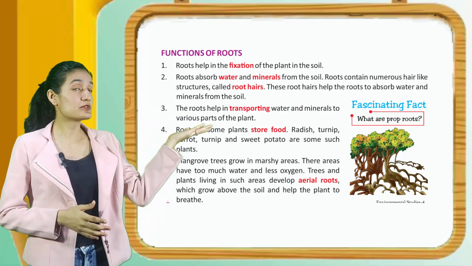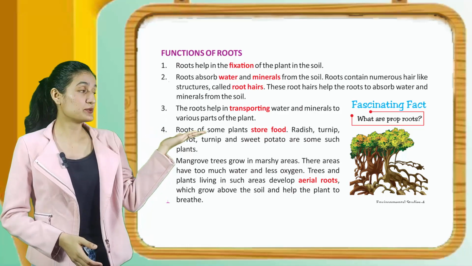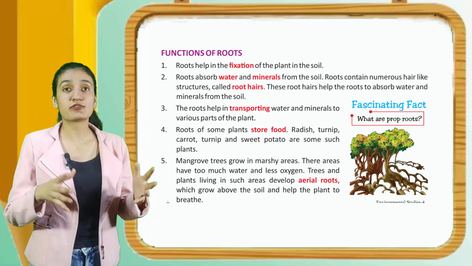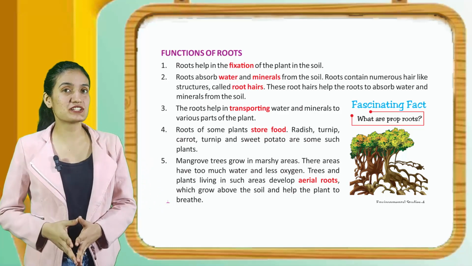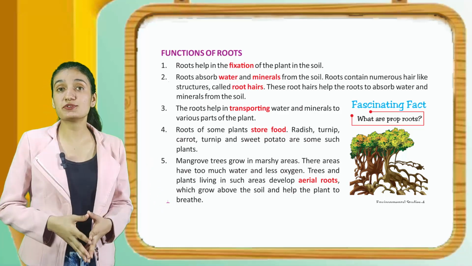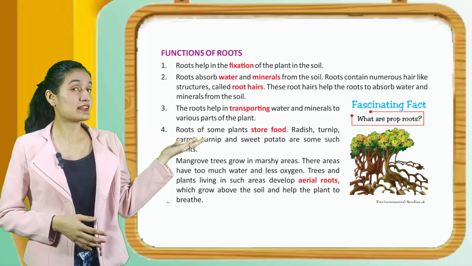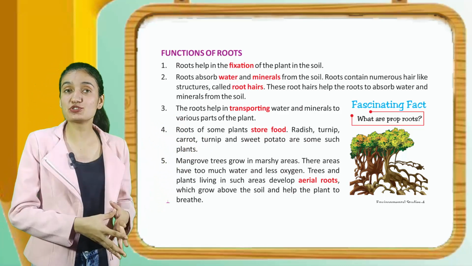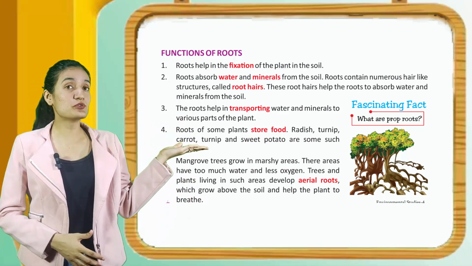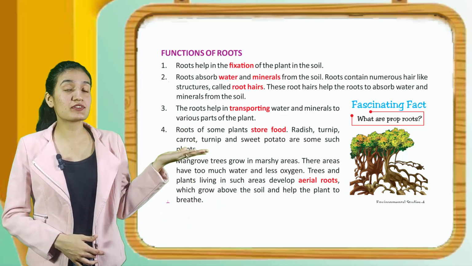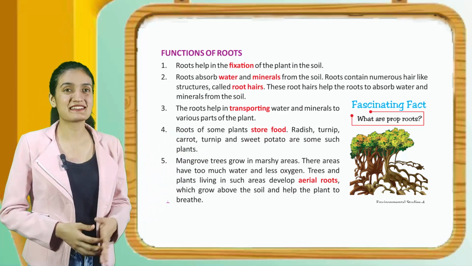First, roots help in the fixation of the plant in the soil. Roots absorb water and minerals from the soil. Roots contain numerous hair-like structures called root hairs. These root hairs help the roots to absorb water and minerals from the soil. The roots help in transporting water and minerals to various parts of the plant. Roots of some plants store food. Radish, turnip, carrot and sweet potato are some such plants.